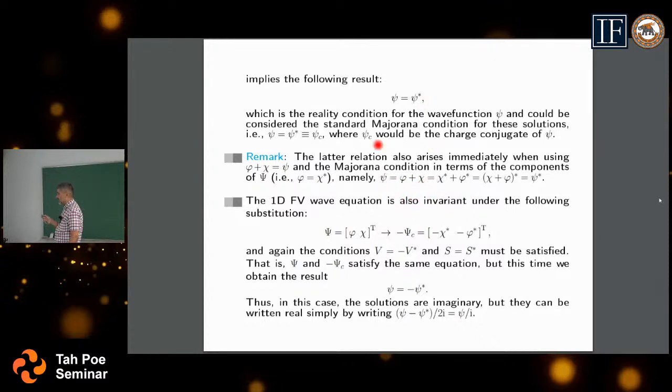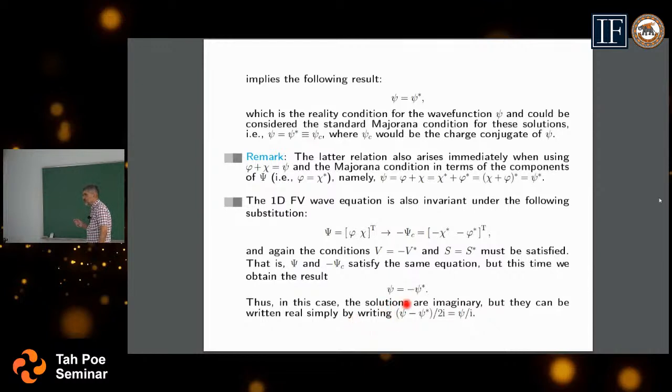So this is equivalent to this. On the other hand, the equation of Feshbach-Villars is invariant with respect to this transformation: C by minus C, not just C by C, also with minus. And that implies this result. C must be pure imaginary. But as we know, this could be written this way. So it's just the function over I. So we can write this solution as real.